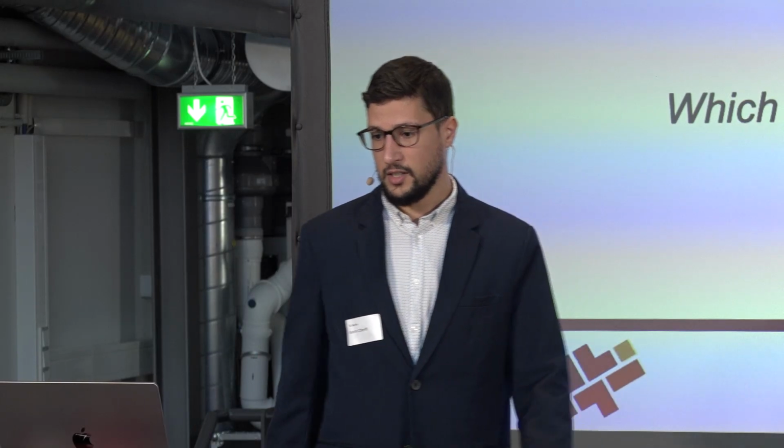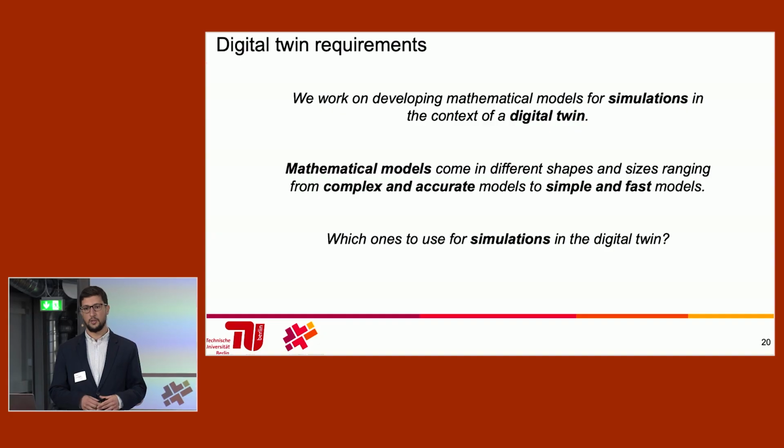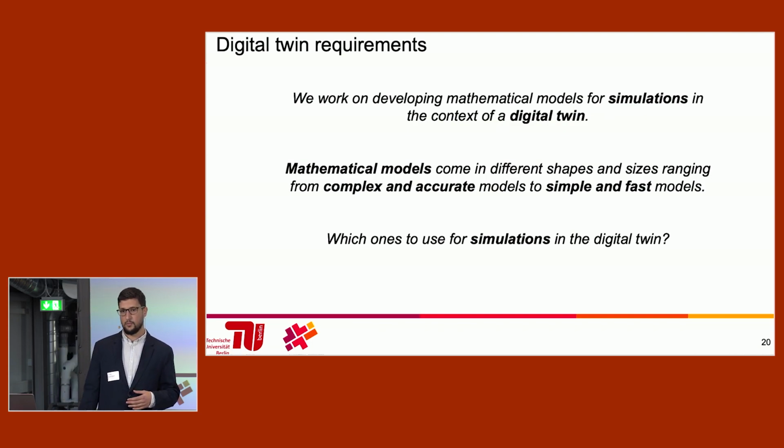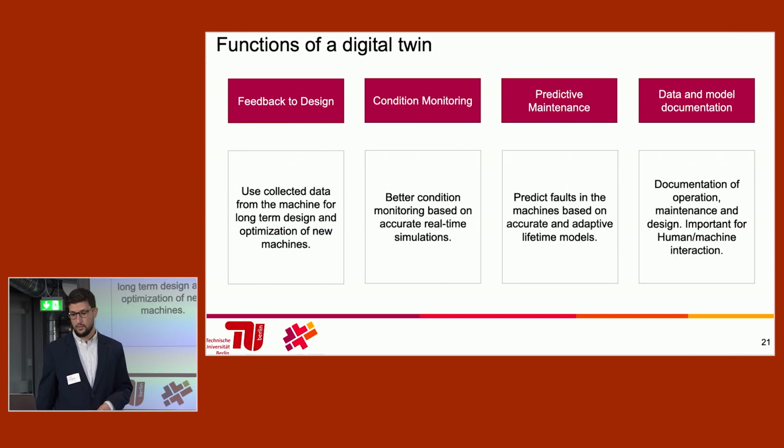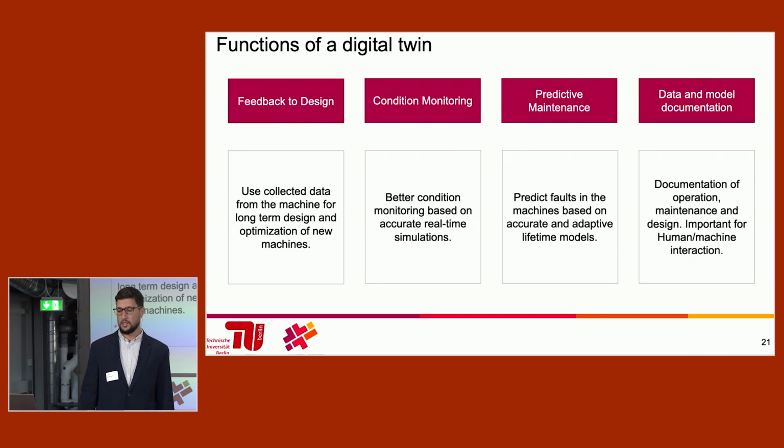So what we are working on is developing simulations for digital twins. But which mathematical models should we use in those simulations? We have mathematical models in different shapes and different sizes, from complex and accurate models to simple and fast models. So which ones should we use? And to answer that, we need to know what the requirements of the digital twin are.